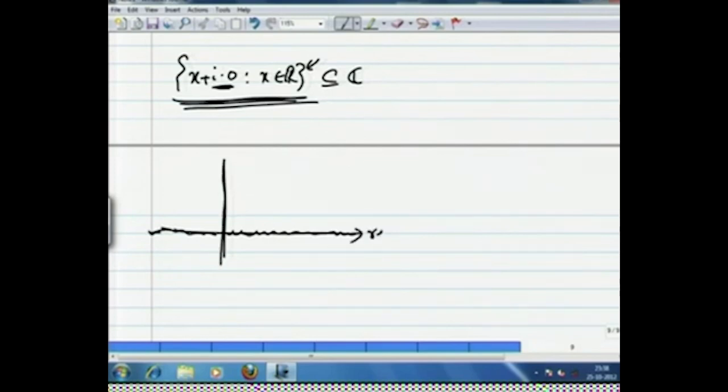So, this is called the real axis sometimes, because the complex numbers on the x axis represent the real numbers contained in the complex numbers. And the purely imaginary numbers are on the y axis in the x y plane. So, this axis is sometimes called the imaginary axis, because the numbers on it are purely imaginary.